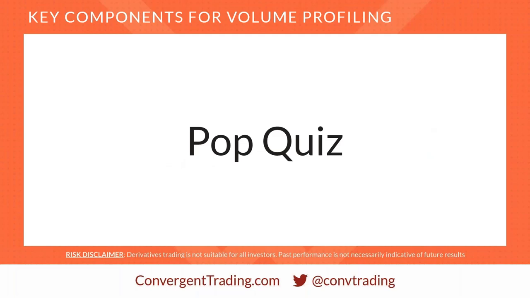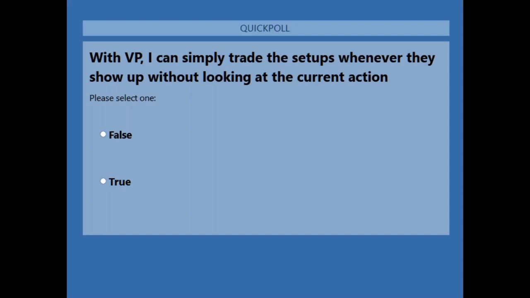With this next one, with VP, I can simply trade the setups whenever they show up without looking at the current action. True or false? You have 15 seconds, with 50% of you voting. 60%. Got 8 seconds. 66%, we're stalling. And closed.